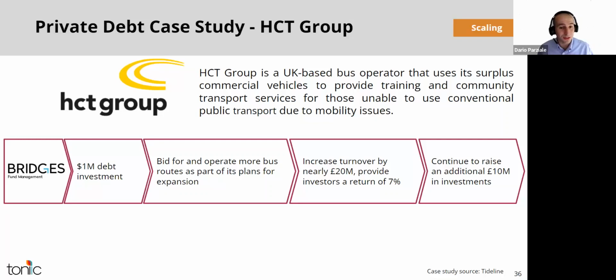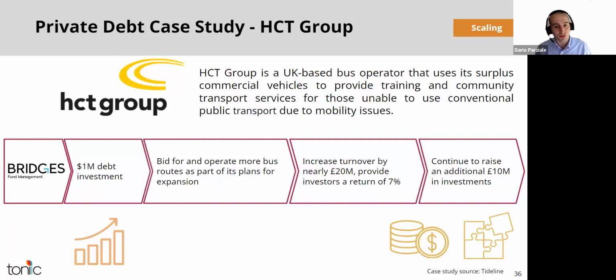The catalytic capital role in this instance was to scale up an existing business. HCT Group was already operating but needed to expand its routes to reach the necessary scale to compete in the market with commercial players. The component of catalytic capital includes price, because the interest rate is capped based on the increase in revenue, and purpose, because of the conventional deal terms to align the company and investors' interest.